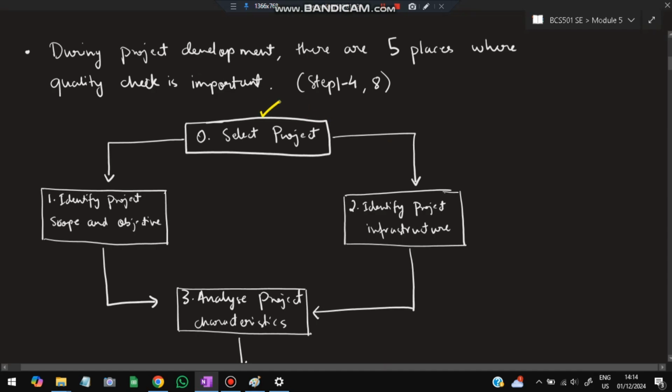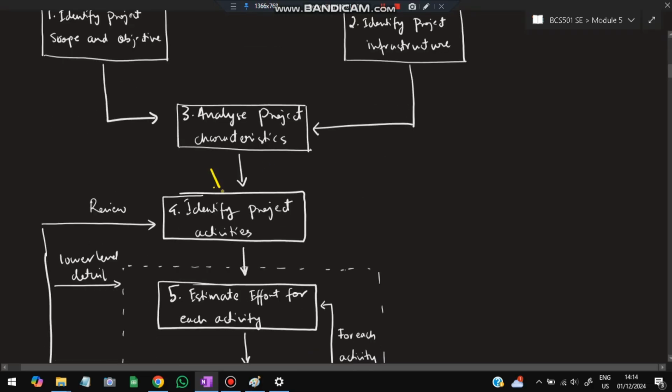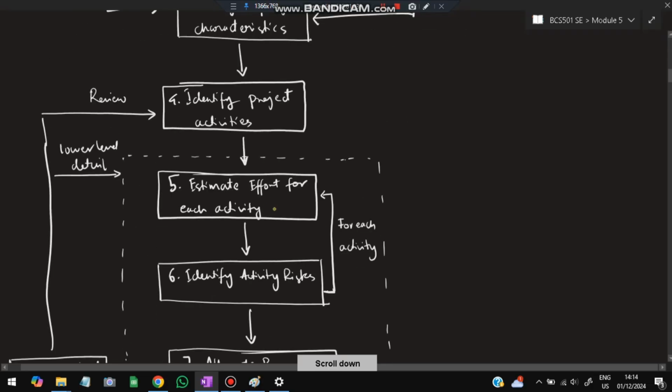First we select the project. Okay, what project is to be made. Then we identify the project's scope and objective, what the project has to do. Okay, that objective of the project is defined. After that, identify the project infrastructure, what are the things needed for making this project. Analyze the project characteristics, what are the features of the project. Identify the project activities, what are the activities that need to be carried out.